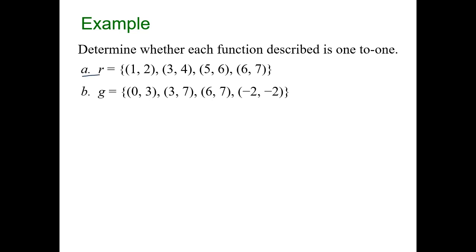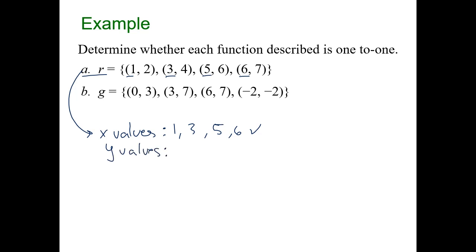So when we look at our first function here, function r, we have x values of 1, 3, 5, and 6. Since we have x values of 1, 3, 5, and 6, there's no duplicate. So far, we're good. We don't have an issue. But now we also need to check the y values, and we have 2, 4, 6, and 7. And again, in that list, there's also no duplication. So we want to make sure that in each list of x values and y values, nothing's being duplicated.